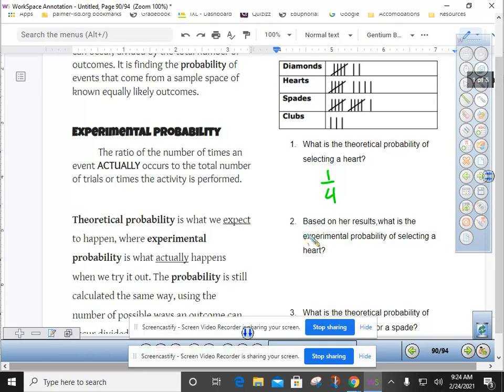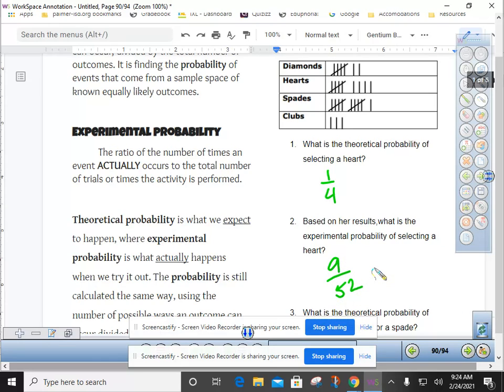It is easy. And then number 2 says, based on her results, what is the experimental probability of selecting a heart? Well, this is her experiment, right? How many times did she pick a heart? 9 out of how many? 52. She picked it 9 out of 52.